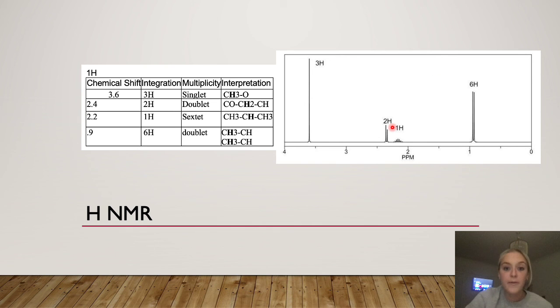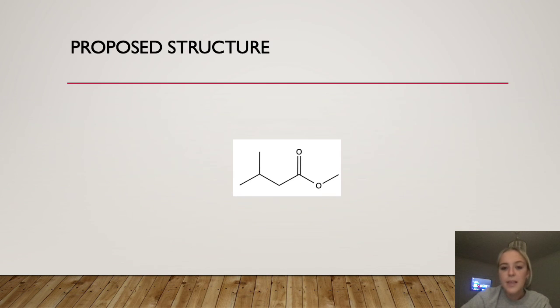So with all this information in mind, I added it all together, drew up a little structure, and double-checked it, went back with all of my different spectrums that I had before, and made sure it made sense, and this was the proposed structure that I got, this ester right here. So this proposed structure is what I think my spectral analysis would have been the result of, and that was my reasoning for it. Thank you.